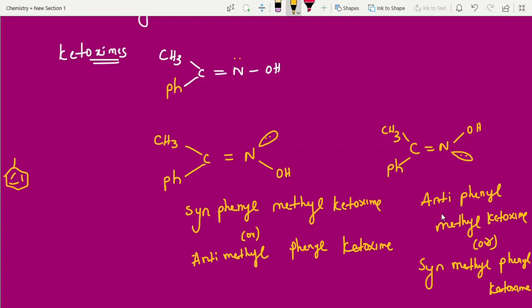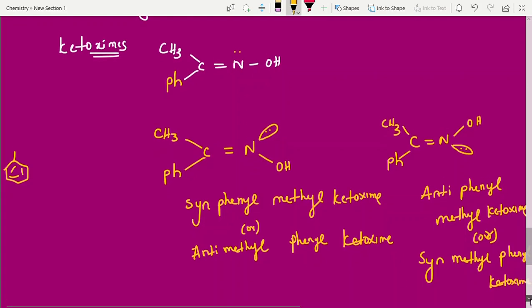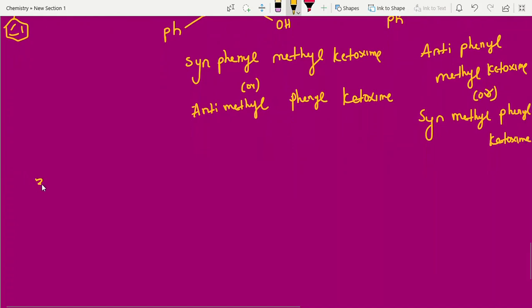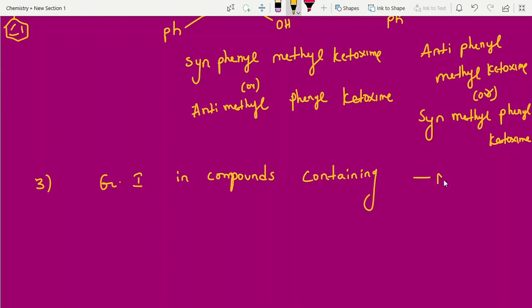Here also same thing. Okay, now next one, azo compounds. Azo compounds is nothing but N double bond N. Case 3. Geometrical isomerism in compounds containing N double bond N. These compounds we call azo compounds.